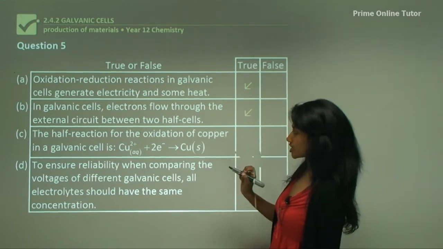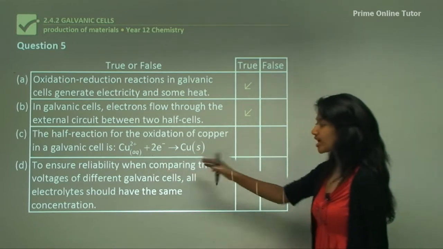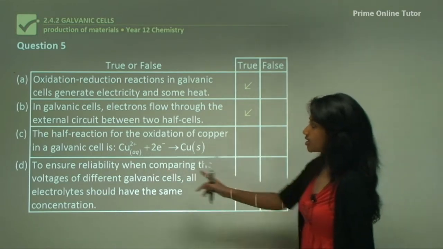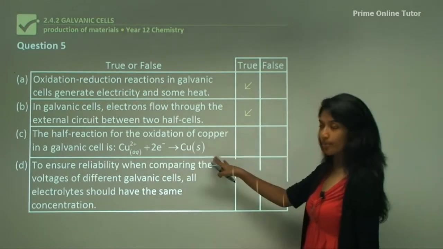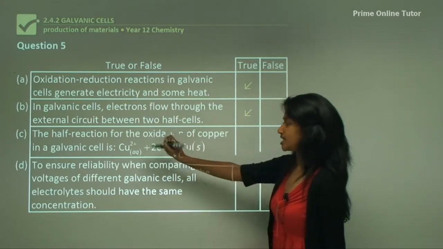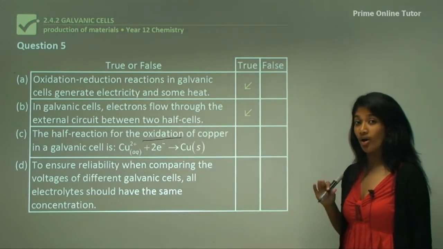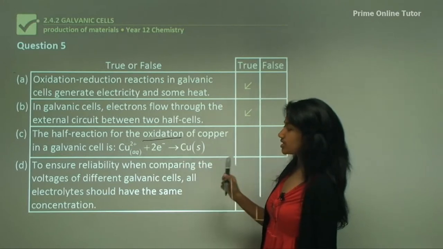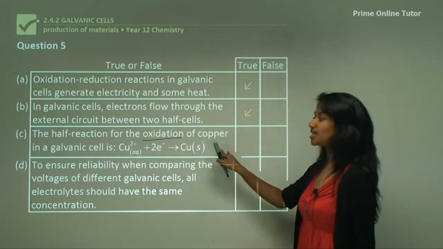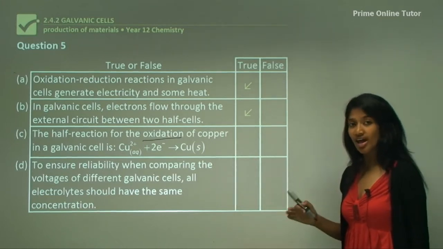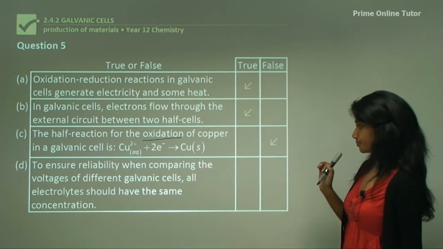The half reaction of the oxidation of copper in a galvanic cell is, and they have given us a chemical equation here. Now here, copper cations are gaining 2 electrons to give us copper, but it's oxidation. Oxidation is a losing of electrons. Remember back to OIL RIG. So oxidation is losing of electrons, but in this case they're gaining electrons. So clearly this is a reduction reaction, not an oxidation reaction. So therefore this statement is false.